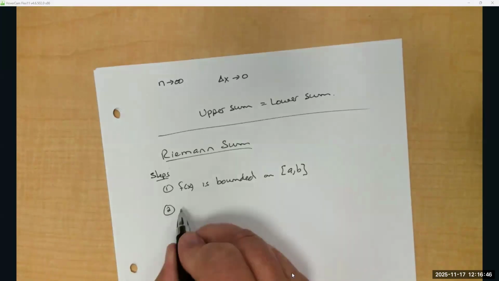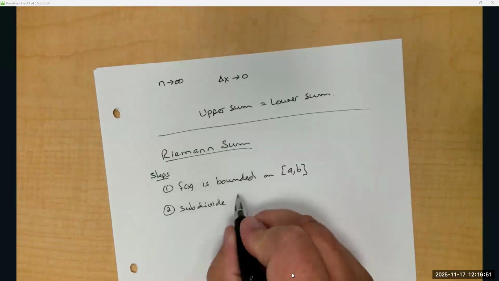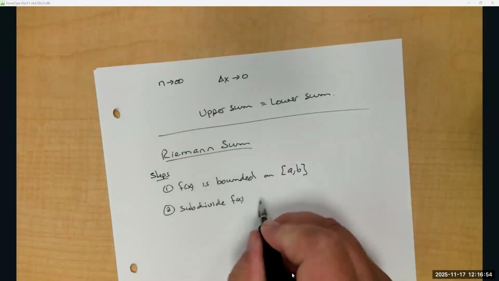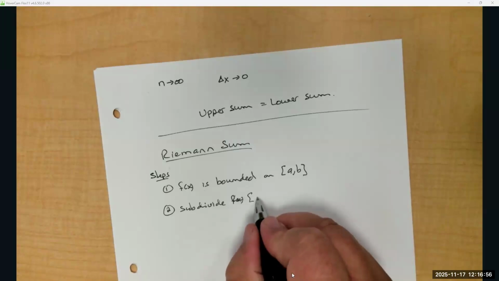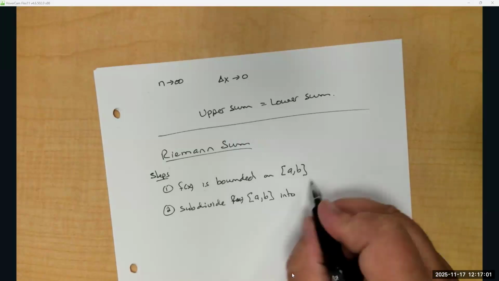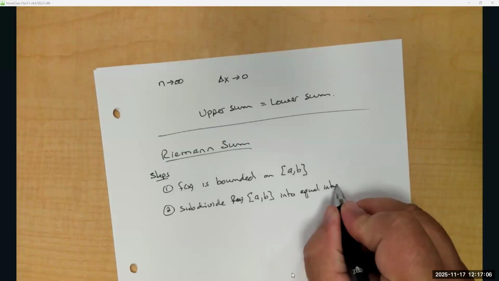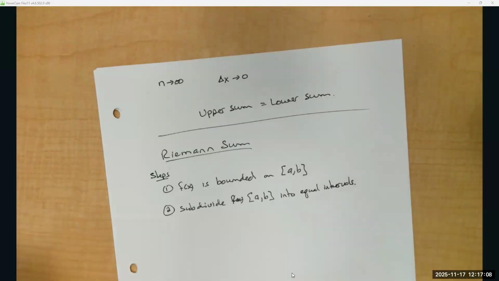Second step. Subdivide f of x, or subdivide the interval that we're dealing with, into equal intervals. In general, it doesn't have to be equal, but for our case, we're going to start off with equal intervals. And we'll talk about a case where it's not even intervals.